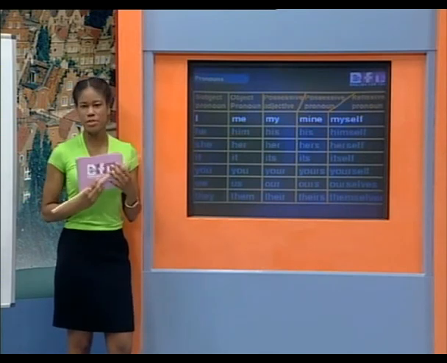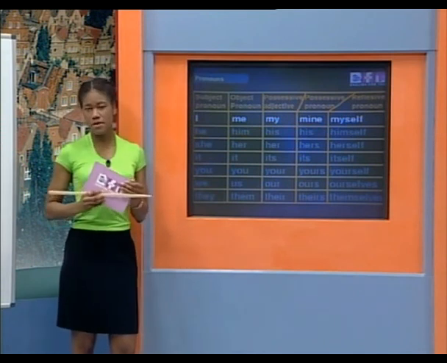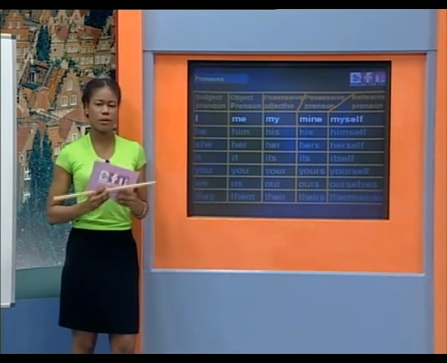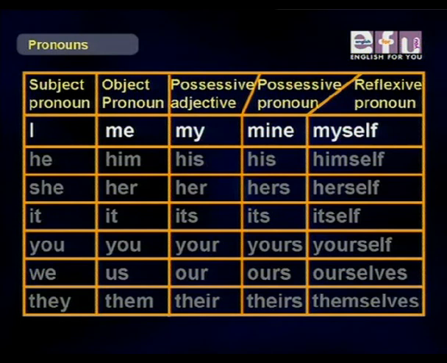Pronouns are the words we use to talk about people and things in place of the actual nouns. Okay, let's look at the chart. A subject pronoun is doing the action. The object pronoun is receiving the action. Possessive adjective talks about ownership. Possessive pronoun also talks about ownership, but it's a noun. And reflexive pronoun talks about the subject, back to the subject.